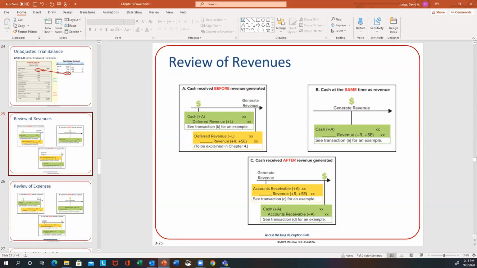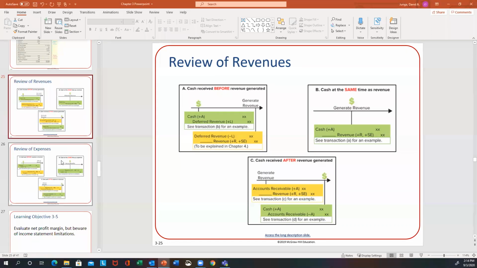Anytime that you receive cash before you've actually earned the revenue, this is called a deferral. So you'd increase cash and this deferred revenue would become a liability account. And then once you've earned it, you would decrease the liability and then increase revenue. Sometimes you have cash and revenue at the same time, cash transactions. And then sometimes you might have revenue that's earned before the cash is received. In that case, it will go into accounts receivable. And then later on, you would go ahead and then collect that cash once they pay you. So those are the different items that could be affecting your revenue account that goes on the income statement.